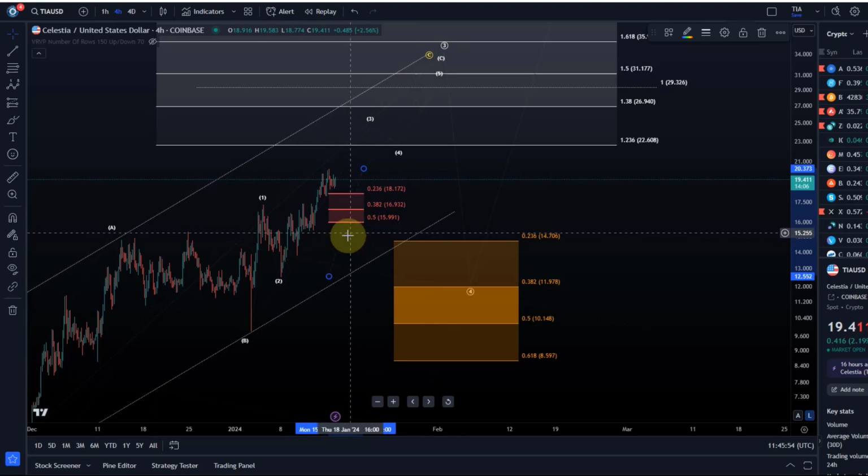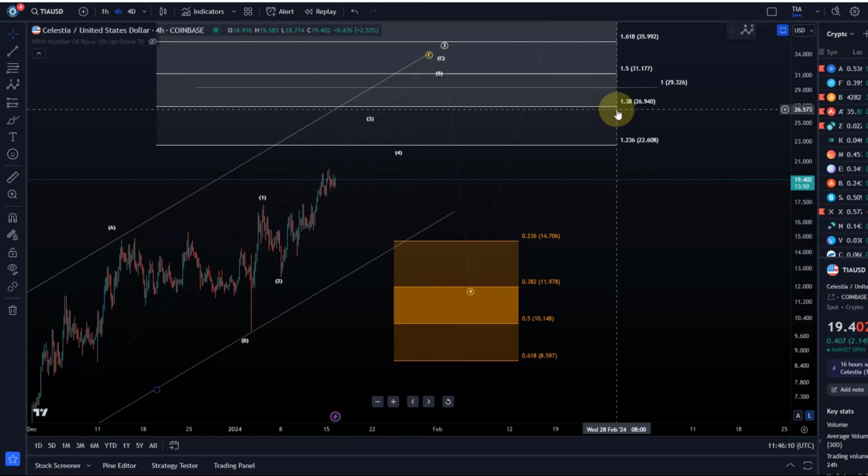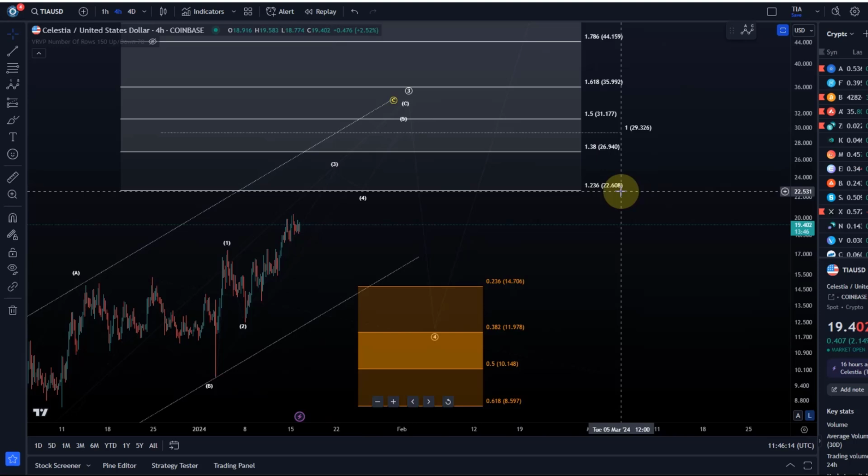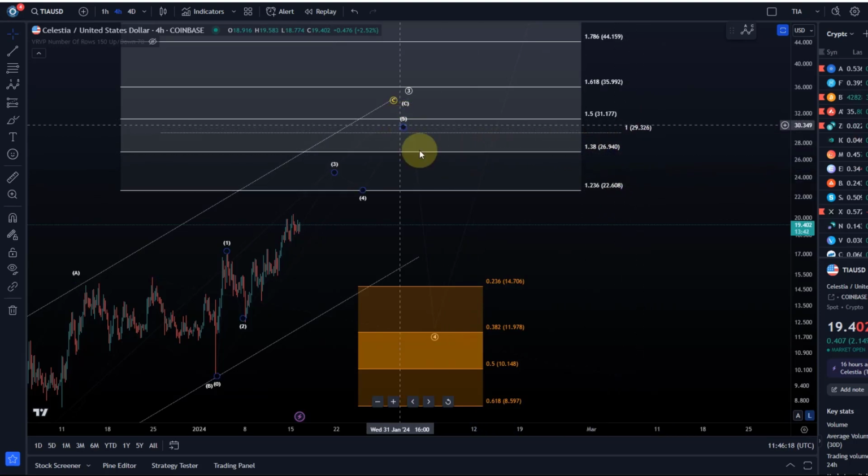If that level breaks, it might be a first warning that at least some kind of a top is in place, and then we can start to focus on the orange support area. But as long as $15.99 isn't even broken, we can look at higher prices. And I just mentioned some targets to you. The other targets or levels here on the chart that need to be monitored are $22.61, $26.94, $29.32 next.